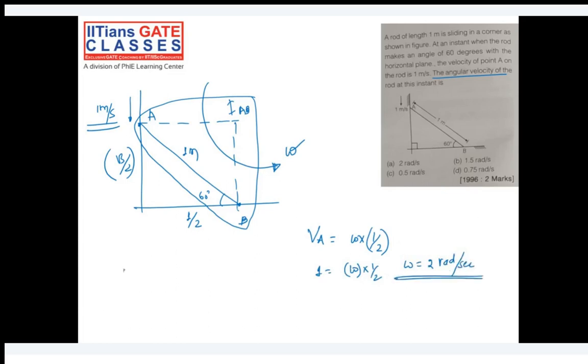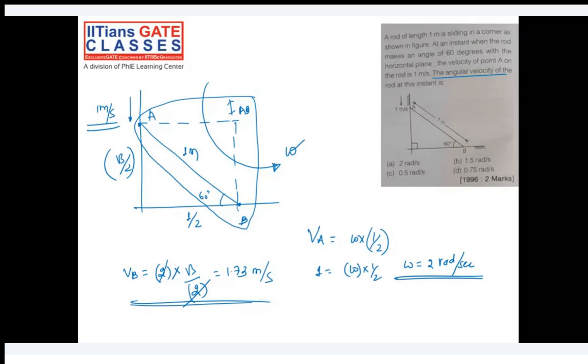Velocity of point B will be equal to omega into r, and r in this case is root 3 by 2. So in this case 2 will get cancelled. Root 3, or 1.73 I guess, will be your velocity of point B. Even if they ask you that, you should be able to calculate it. So in this case 2 is the correct answer. They have just asked us to calculate the omega.